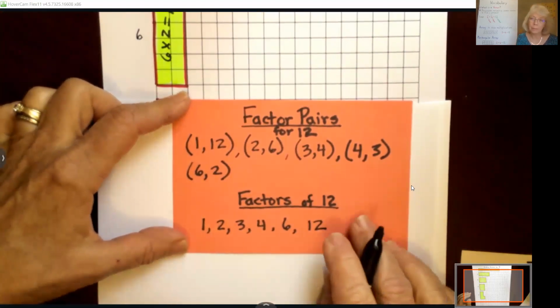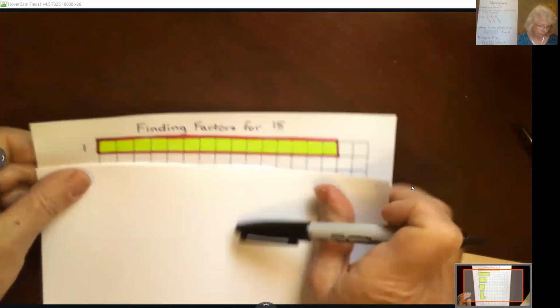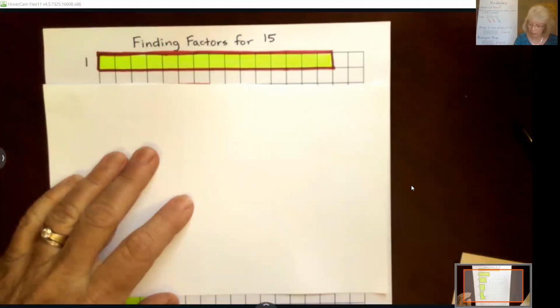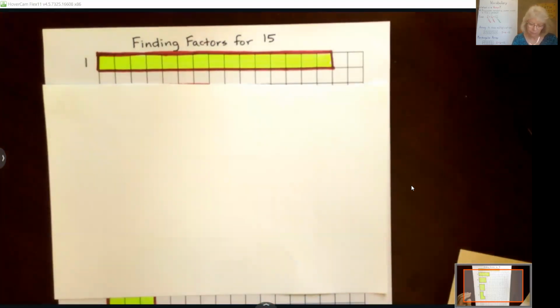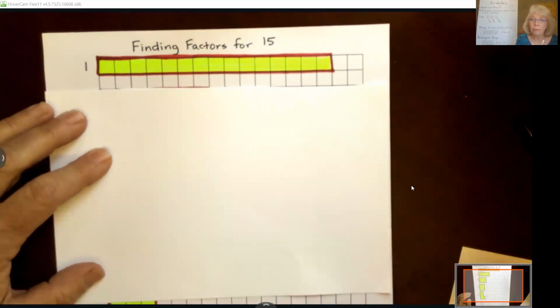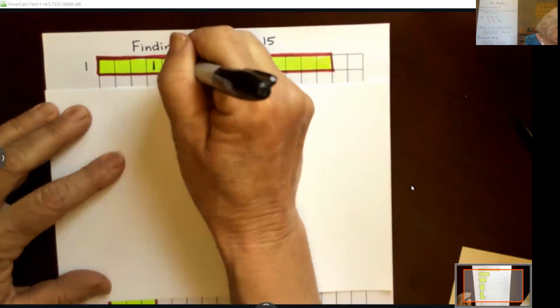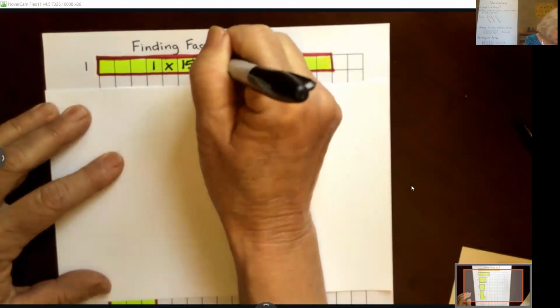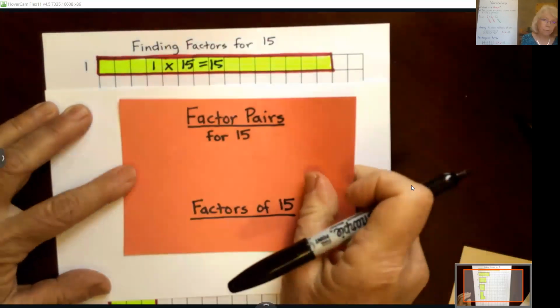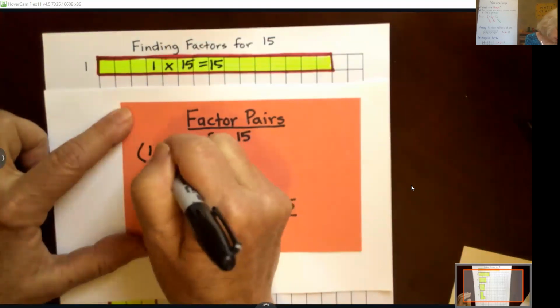We're going to do one more example and then I'll give you some ideas for practice problems. So let's take a look at finding factors for 15. Here we go. We're going to try 1 and see if that works. Well, you might be figuring out that 1 always works because 1 times any number is itself. So 1 times 15 is equal to 15.